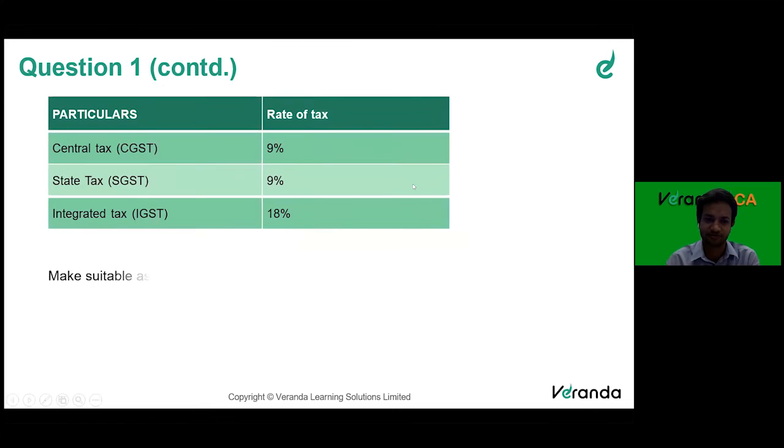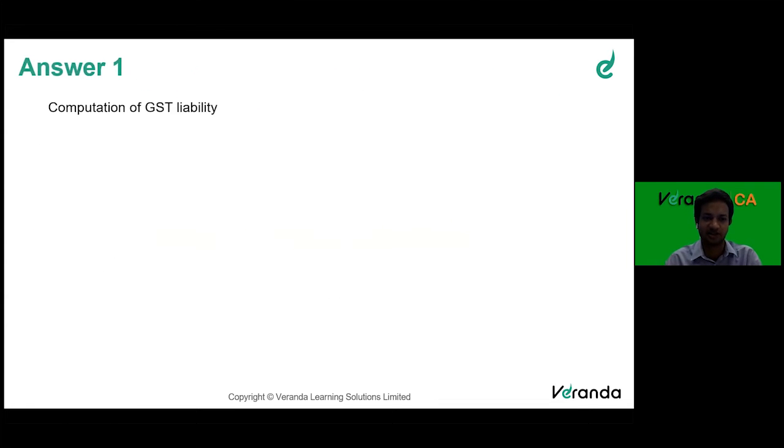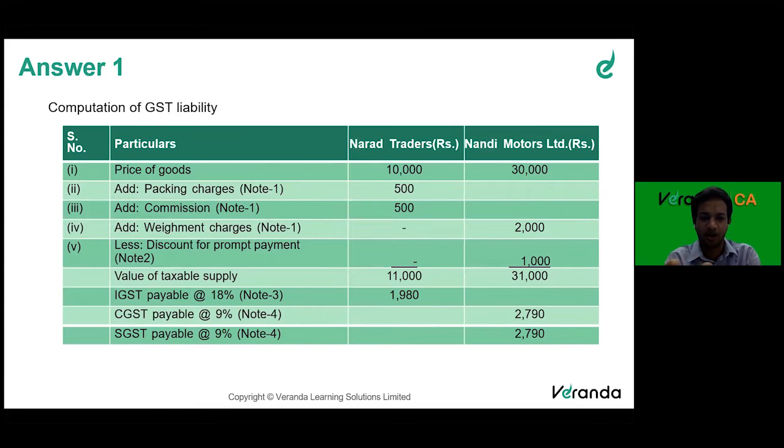Next question, let's brush up with the answer, whatever we discussed. If you see the price of the goods, Nara Traders 10,000, Nandi Motors 30,000. Then incidental charges, I said we will have to add. So packing charges we are adding, 500 rupees; commission, payment charges I add to Nandi Motors. So all three charges I add. Less, as we discussed, discount, since it's given in the invoice, I will reduce the discount of 1,000. So the net value is 11,000 and here 31,000, on which we have to charge GST.